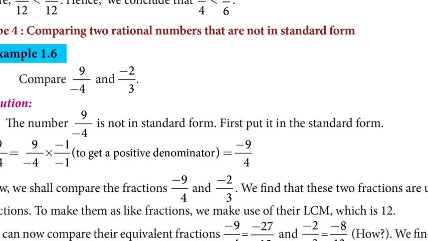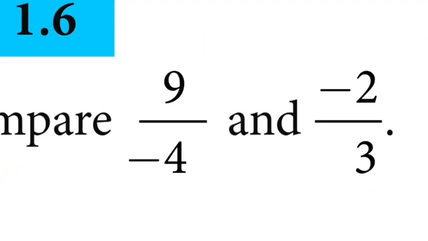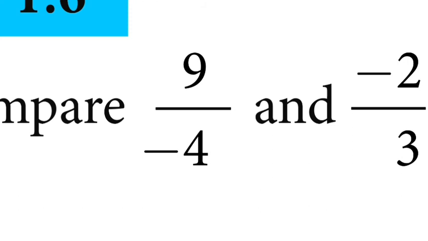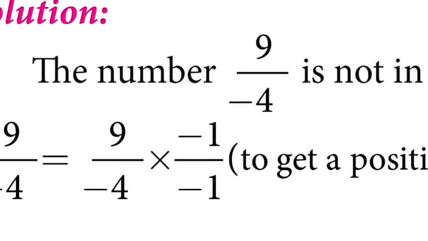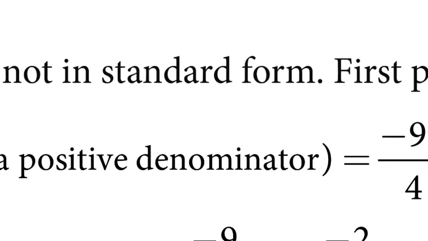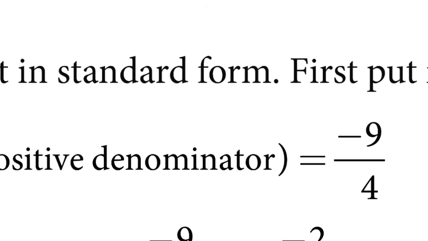Type 4, comparing two rational numbers that are not in standard form. Example 1.6, compare 9 by minus 4 and minus 2 by 3. In these two rational numbers, which is not in standard form? Yes, 9 by minus 4, because the minus should come on the numerator. The second one is correct, but the first rational number is not in standard form, so we make it standard form. We multiply minus on numerator and denominator, then we get minus 9 by plus 4. So now we get standard form.